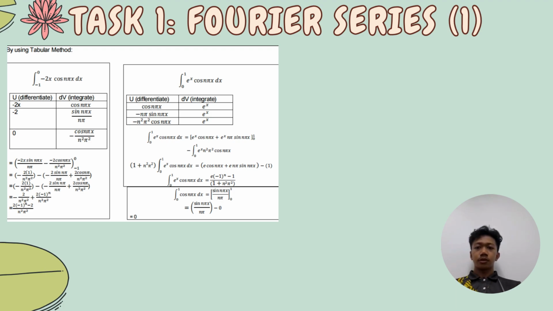By using the approach of LIATE, the algebraic will be the one to differentiate, while the trigonometric will be the one to integrate. And solving this, we get 2 times negative 1 over n minus 2 over n squared pi squared. Next, we use the same method for the integral of e^x cos n pi x dx, and we get the answer sin n pi x over n pi minus 0.